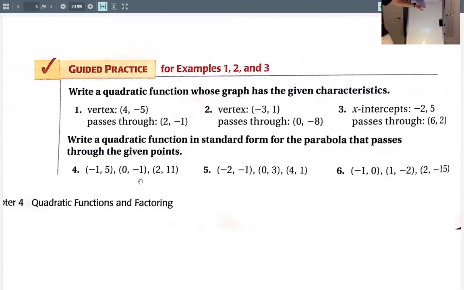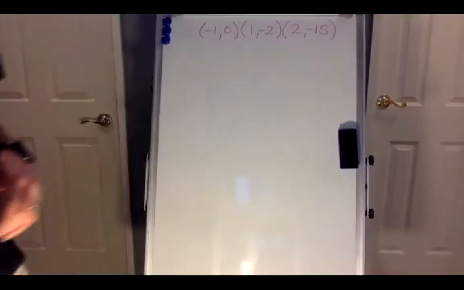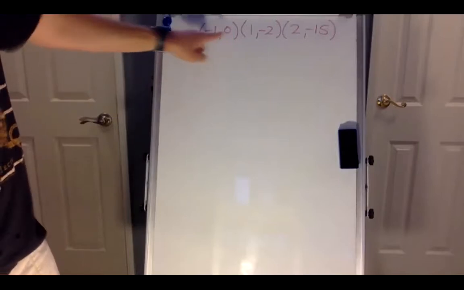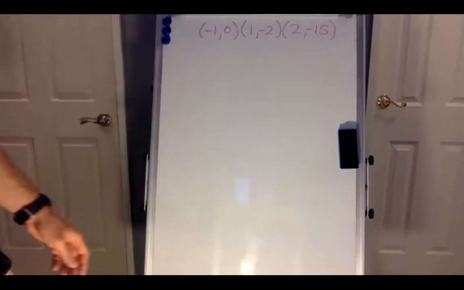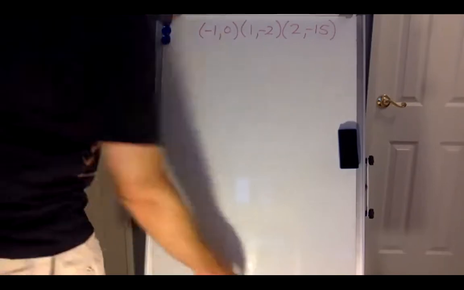go do this problem number 6. This one. What's so interesting is they did not give you the y-intercept. They gave you one of the x-intercepts. So this time you can't get C right away. We're going to be running low on time, just so you know.